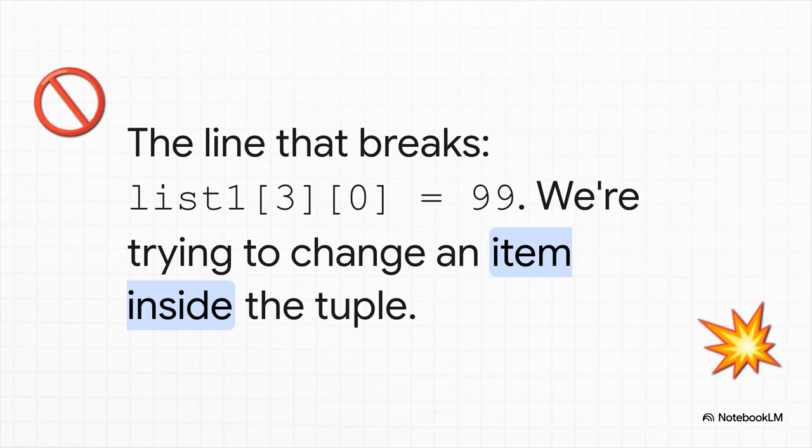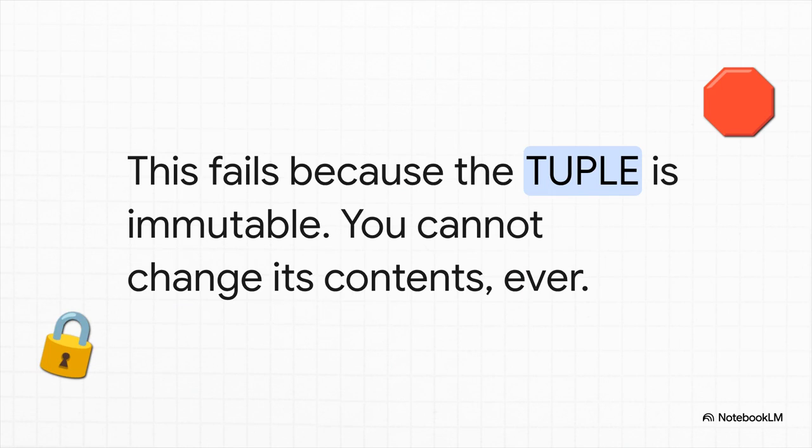But now, let's look at the one line of code that brings the whole thing crashing down. Here, we're trying to reach into the list at index 3, which gets us our tuple. And then we try to go one level deeper, into the first item inside that tuple, and change it to 99. And this is where Python puts its foot down and throws that type error. We aren't changing the list anymore, are we? We're trying to alter the contents of the tuple. We're trying to write on the laminated page. We're trying to break the seal on the envelope. And that is something the very nature of a tuple will just never, ever allow.